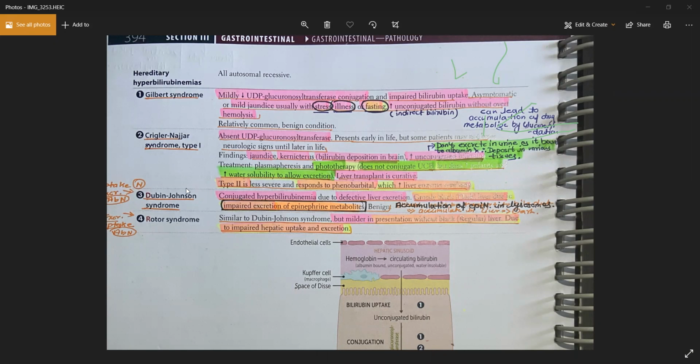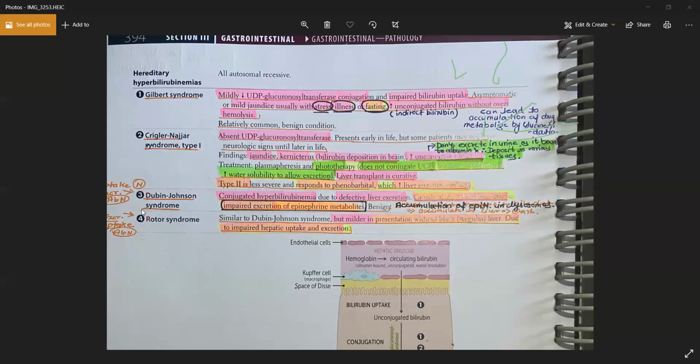So now the third one, which is these two, are the cause of conjugated hyperbilirubinemia. For Dubin-Johnson syndrome and also for Rotor syndrome, it is kind of an excretion defect, in which your liver is absolutely converting the unconjugated bilirubin into the conjugated one, but it just cannot excrete this conjugated bilirubin from the liver, right?